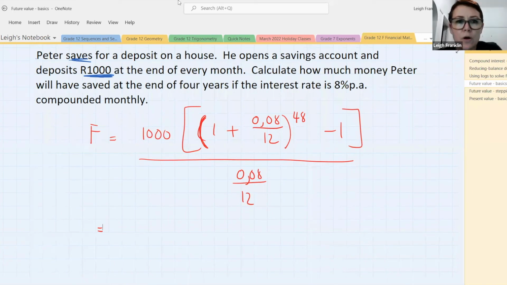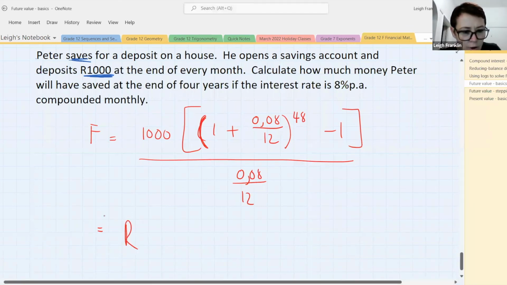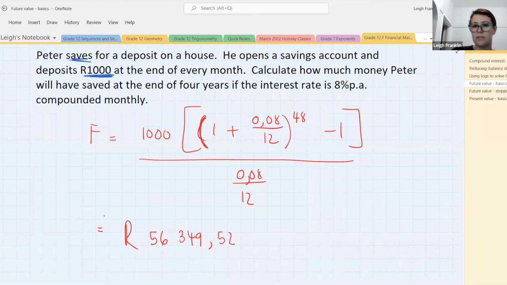Okay, let's have a look at all your answers. Salima, we're going to talk about that now. Yes. Palesa, Leroy, Valerie, Kelebohile, Sagwadi, Senolo. Yeah, there we go. Nice. So in this case, it's going to be 56,349 Rand and 52 cents, correct to 2 decimal places.